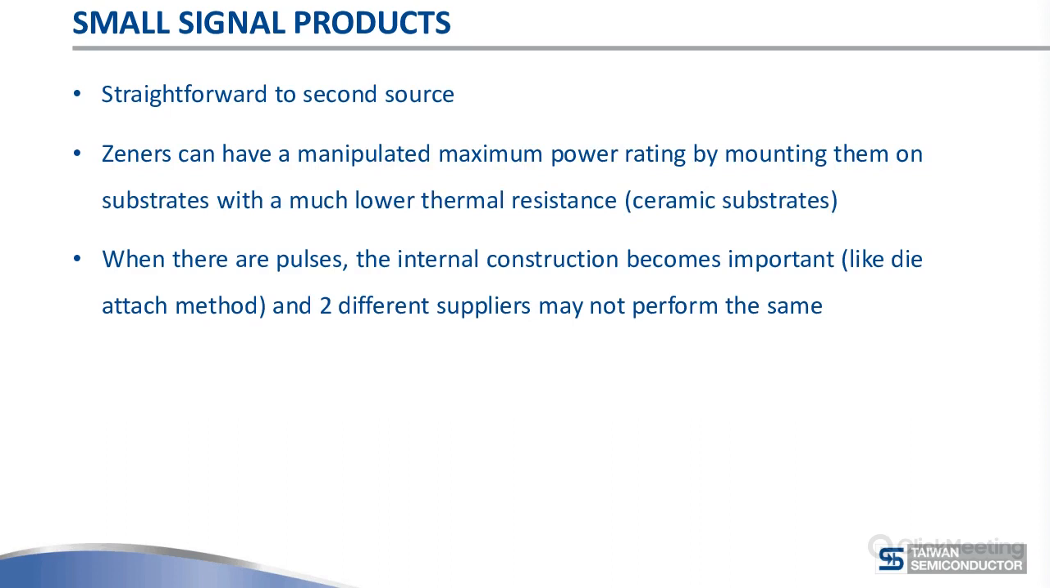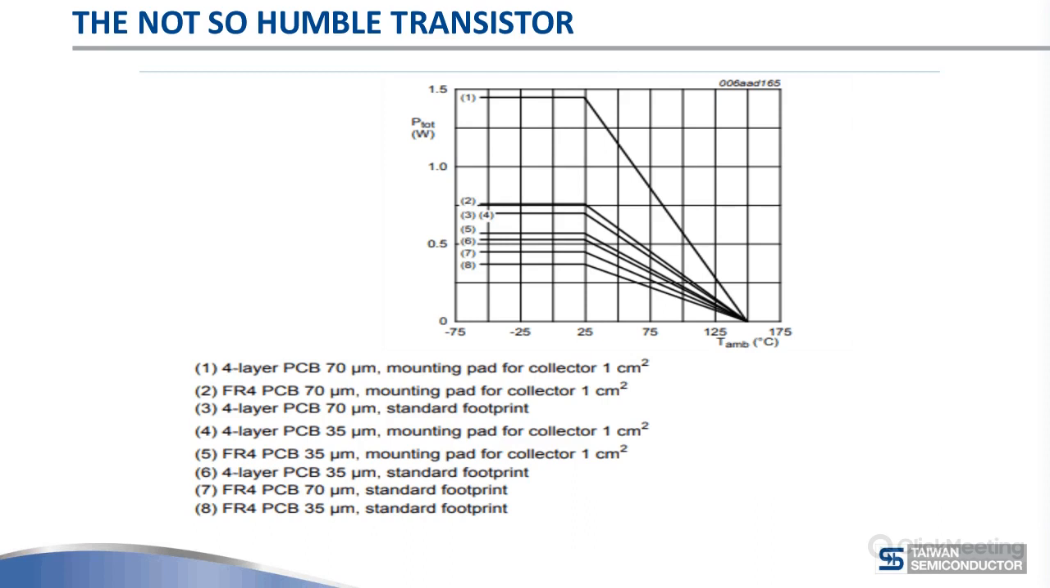When there are pulses, the internal construction becomes important. I'll give you also an example of that. Sometimes ZENERs are used in pulsed environments, or small signal diodes are followed by a capacitance. In that case, the internal construction can give failures, and two different suppliers may actually not perform the same. Normally we are very kind to each other, and we talk about competitor A or B, things like that. This is competitor Xperia, because they do this all the time.